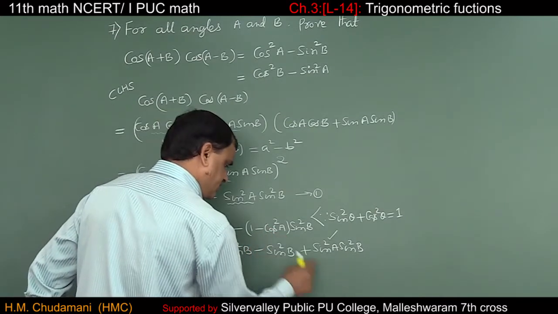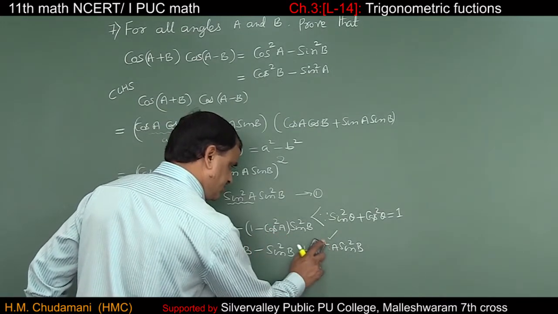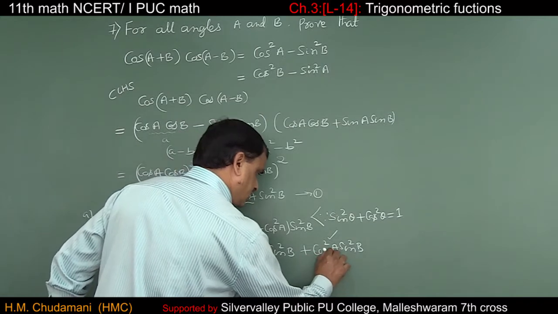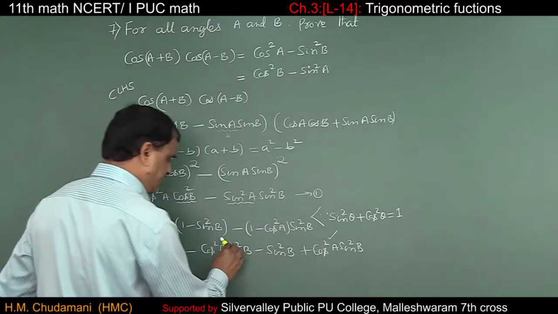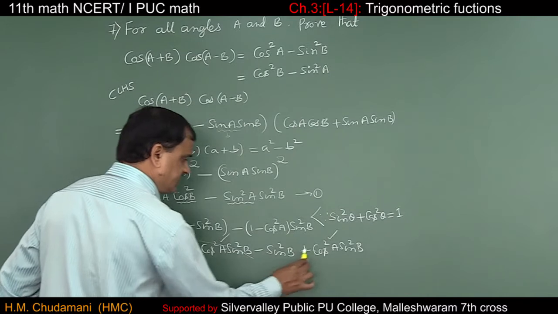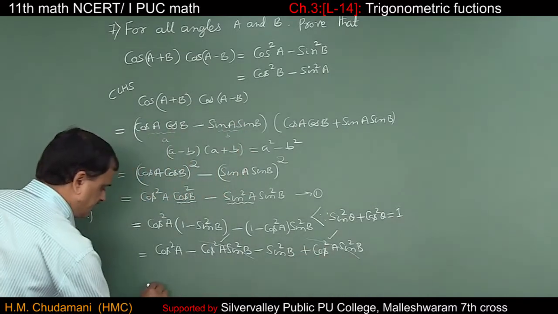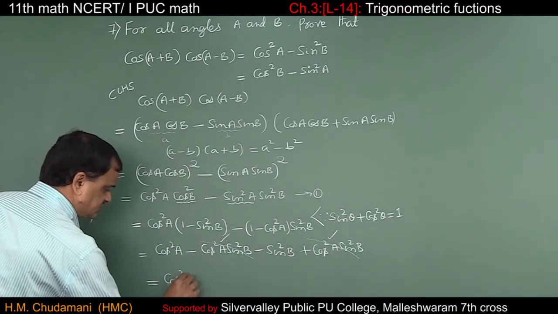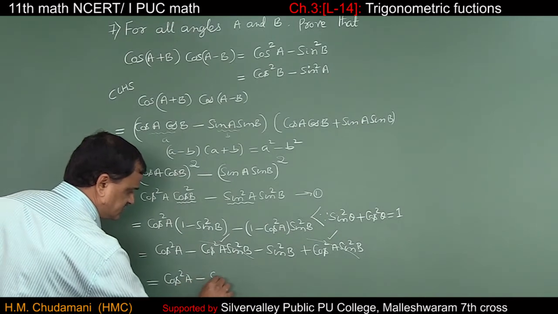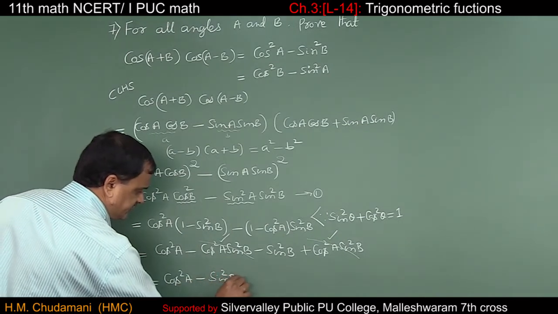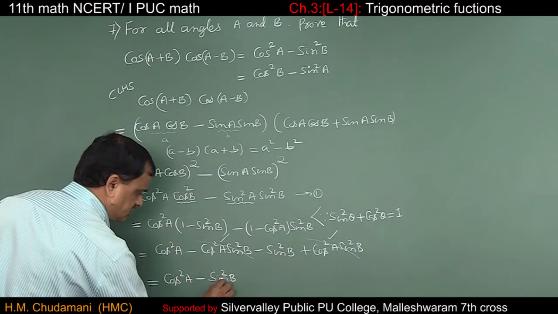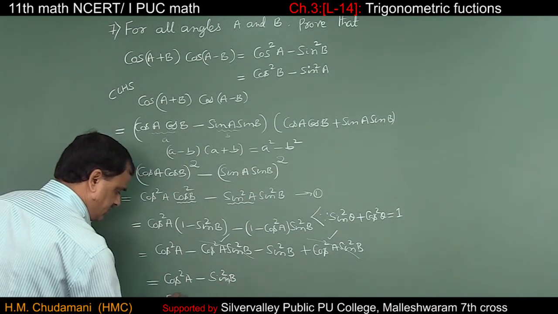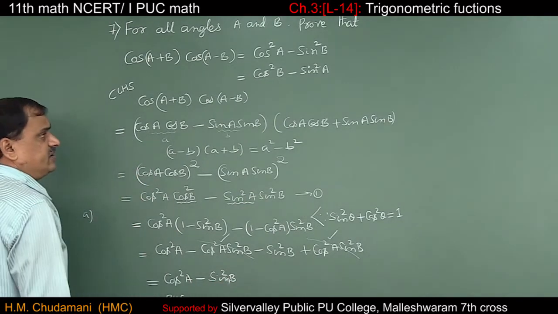Sorry, cos square a into sin square b, this is actually cos square a into sin square b, whereas this is minus cos square a sin square b. Now we are left with cos square a minus sin square b. This is the first case actually, cos square a minus sin square b. First case, that is the RHS.